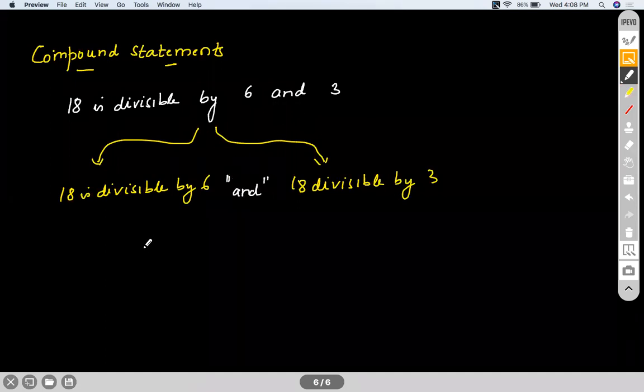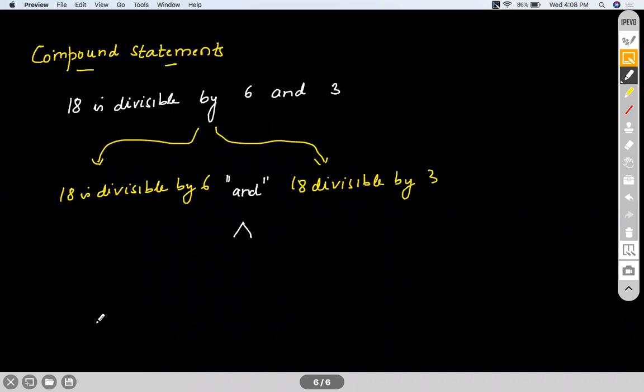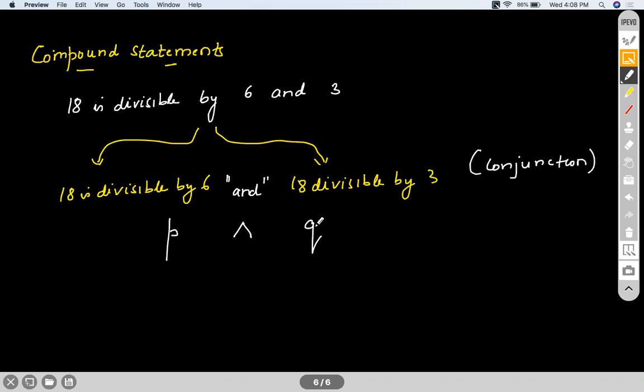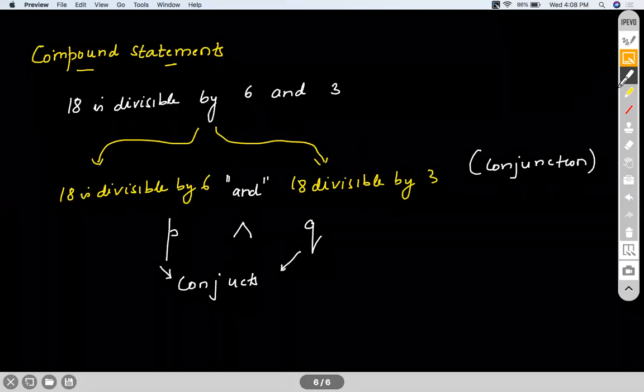Now, this connector is represented by this symbol in logic. And such a statement will be called a conjunction. So when you say P and Q, symbolically it is represented as P up arrow Q, and this statement is called conjunction. And these two component statements are called conjuncts.